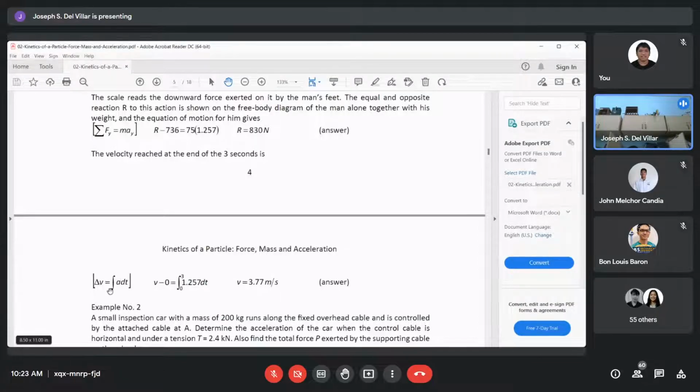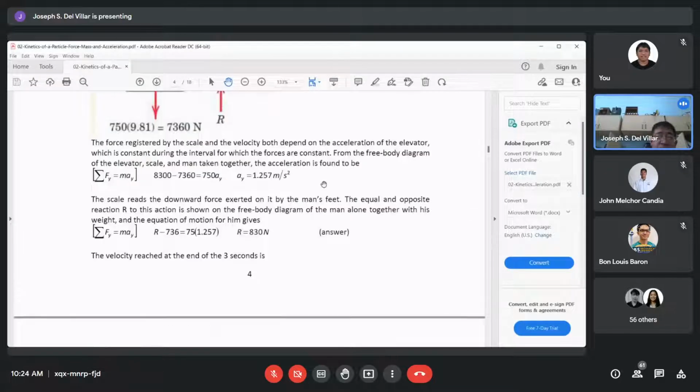Okay? So if we are now going to integrate both sides, that is the integral of dV is equal to the integral of A dt. Okay? So that is V from 0 to V. So from rest, kaya 0 yung initial niya, no? So V minus 0 is equal to the integral of 1.257 dt. Okay? So dito na ginamit yung acceleration, itong na-compute dito, yung AY.